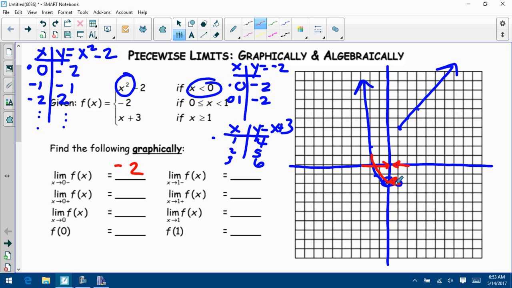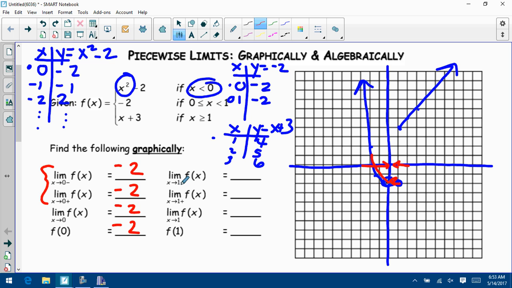And there I am down there, also approaching negative 2. Since the left-hand and right-hand limits are the same, we know the limit as x goes to 0 is also negative 2. And f of 0 is where the function is defined. When x is 0, y is negative 2. So all of those are negative 2.